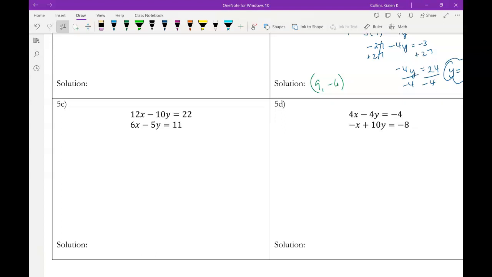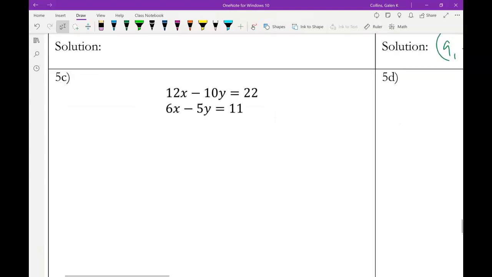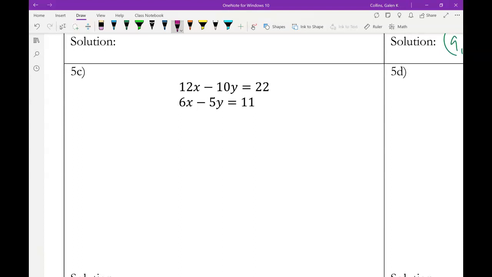Or I could multiply my bottom equation by 2. So I'm going to multiply just because that's what I feel like doing. And instead of using a positive 2, I'm going to multiply by negative 2. And that will cause my x variable to cancel out, right? So I'm going to do this on both sides of the equation. That looks like it's subtracting, but that is times a negative 2 there. So when I distribute, I get negative 12x plus 10y equals negative 22.